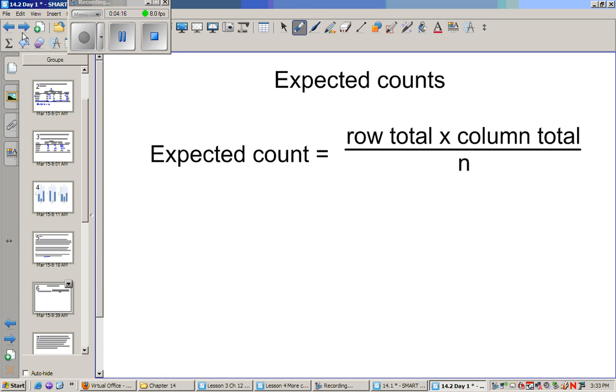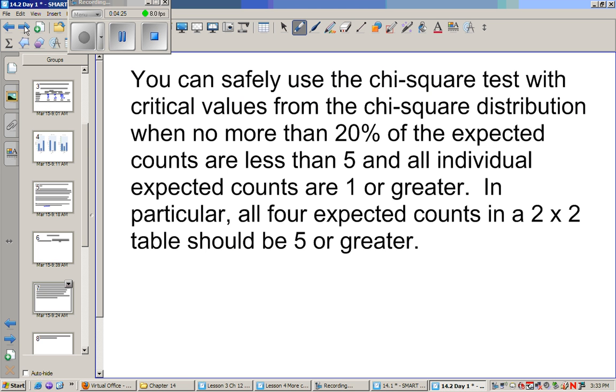Alright, so let's get to it. To do this, we find an expected count. We take our row total times our column total and divide it by n. Now you can safely use a chi-square distribution. We've already talked about it having to come from an SRS, or at least a random sample. You can safely use a chi-square test with critical values from a chi-square distribution when no more than 20% of the expected counts are less than 5, and all individual expected counts are 1 or greater. In particular, all 4 expected counts in a 2x2 table should be at least 5. But that's just in a 2x2 situation.